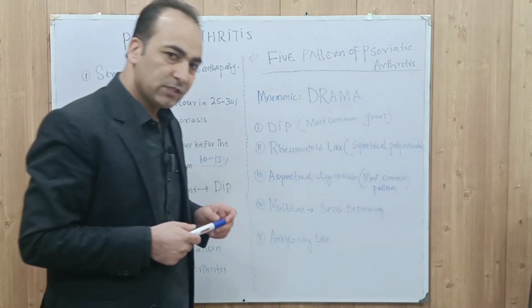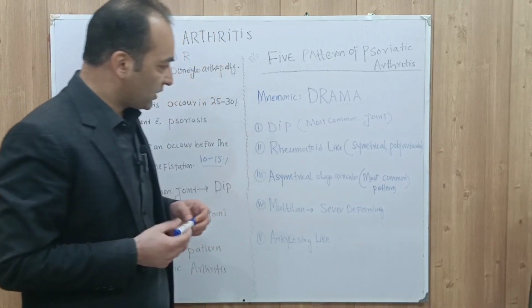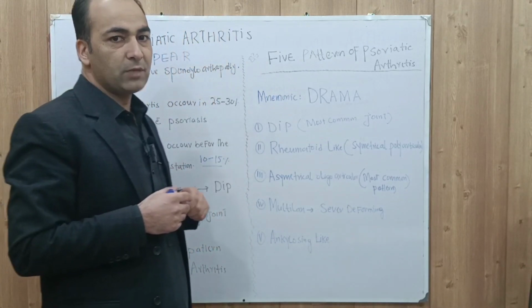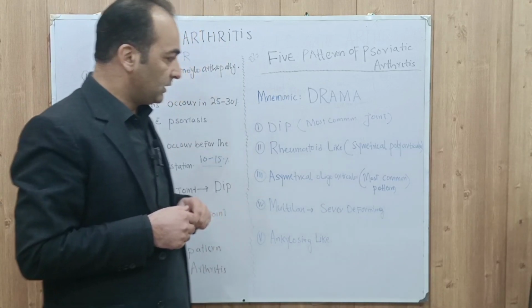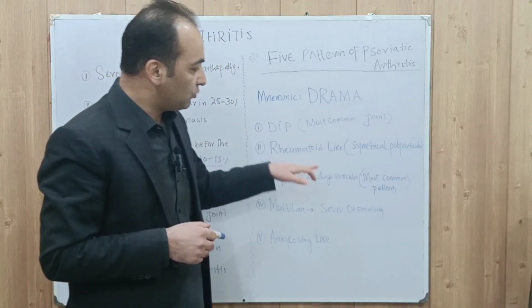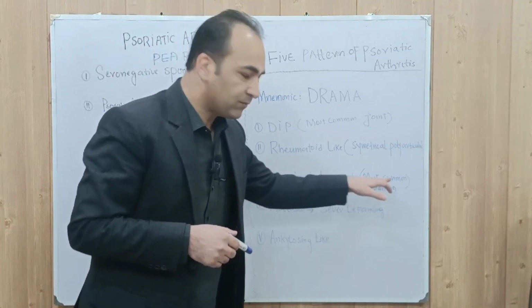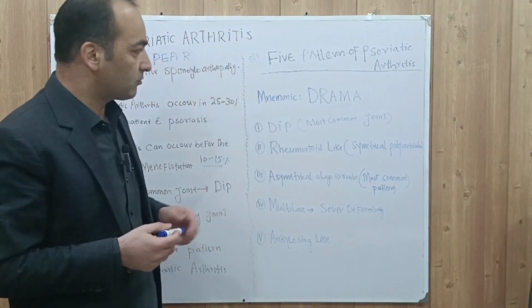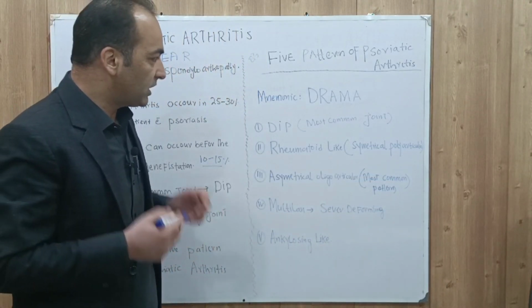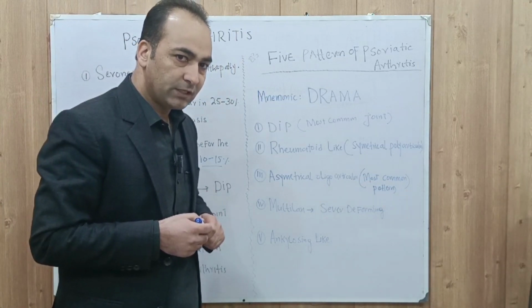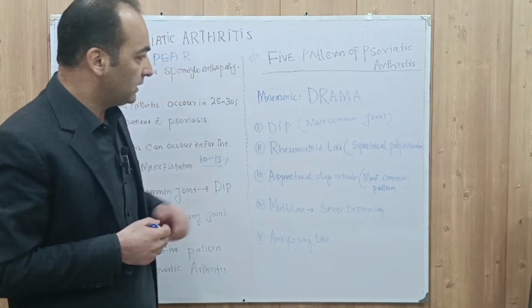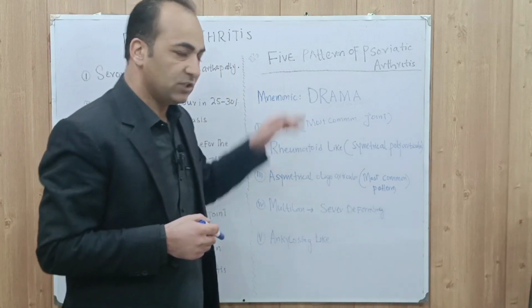So, if the question asks about the most common pattern of psoriatic arthritis, asymmetrical oligoarticular is the most common pattern. But if the question asks which joint is most commonly involved by psoriatic arthritis, that is the distal interphalangeal joint.